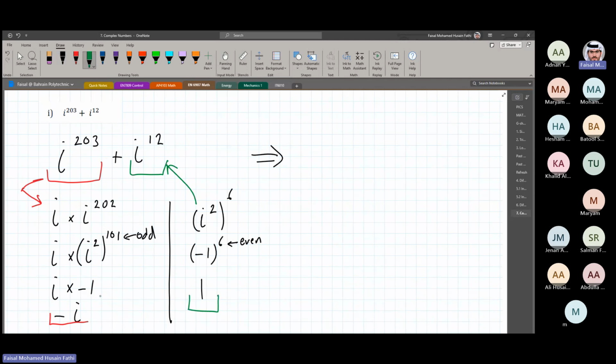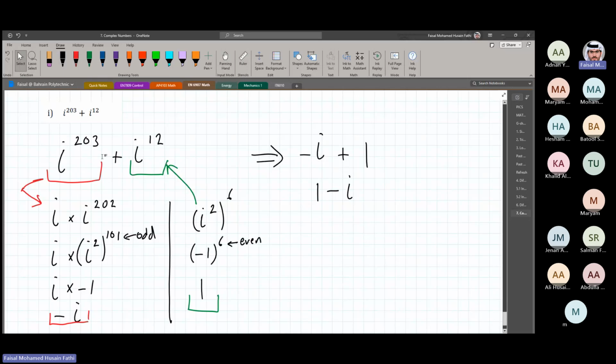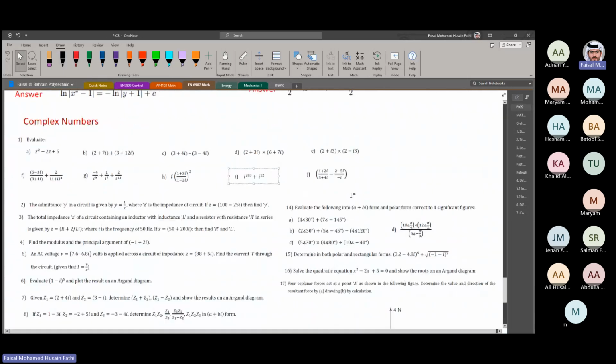So this is the green part and that's the red part. We put them back into the equation. This whole expression is going to be equal to minus I plus 1, or you can rewrite it as 1 minus I. So this is how you evaluate I by itself if you have to solve a question like that.